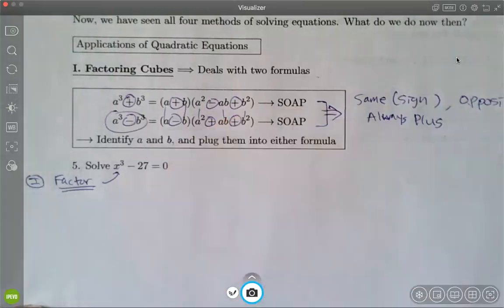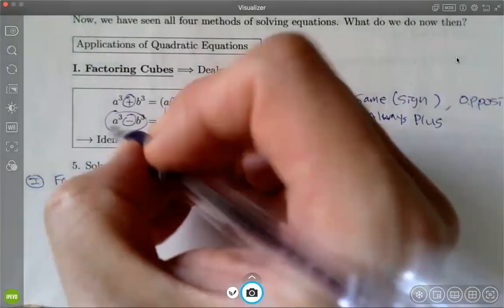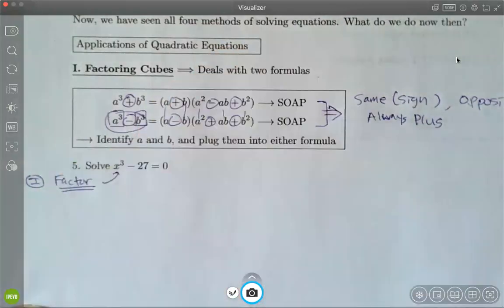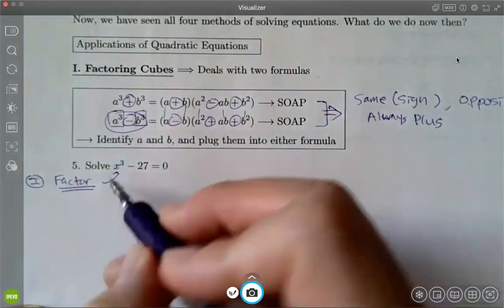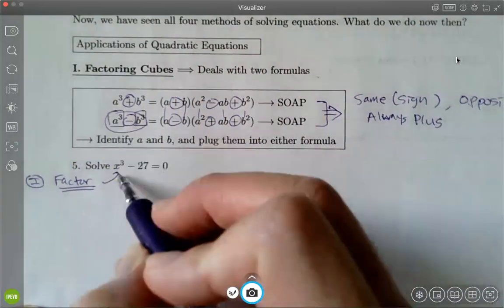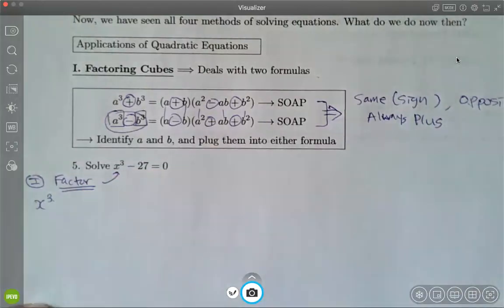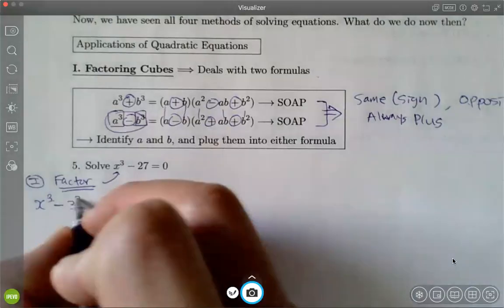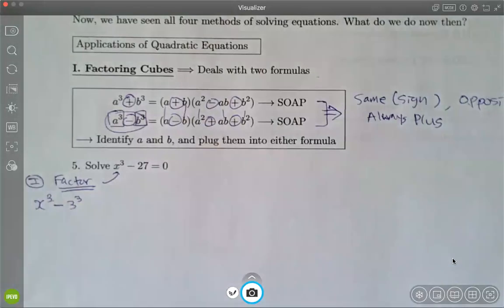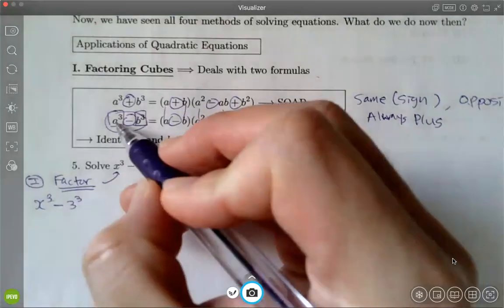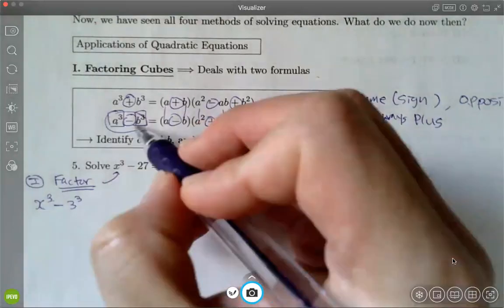If you look at the second one, what does it say? We have to have a cubed and b cubed. So we have a cubed form here, that is x cubed. Now the question is, is 27 something cubed? The answer is yes. 27 is what cubed? 3. So it's x cubed minus 3 cubed. What do you notice here? In place of a, we have x, and in place of b, we have 3.